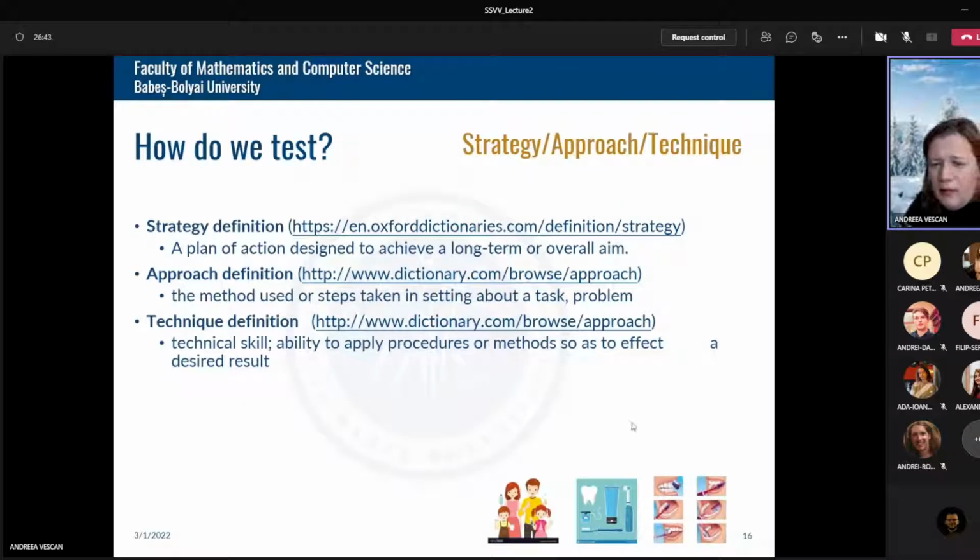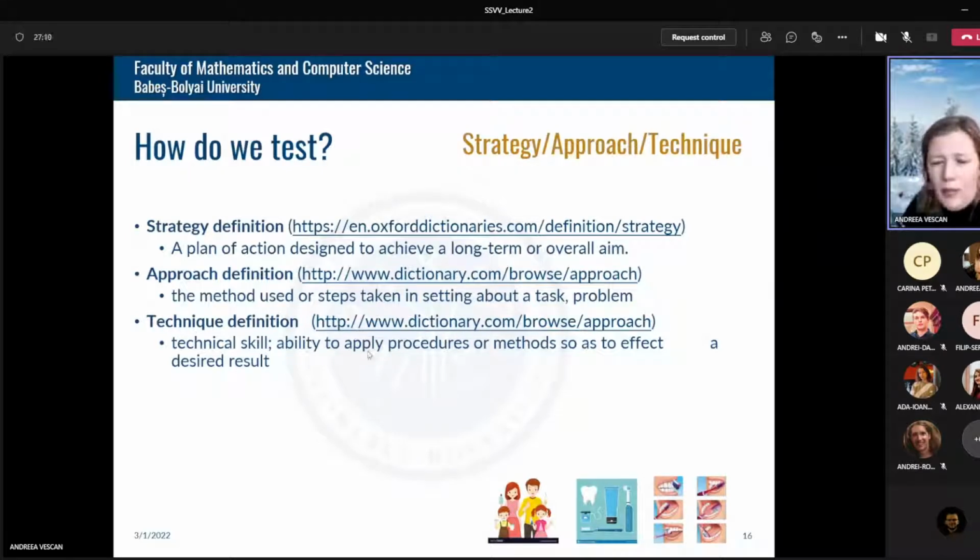If you think about this in general, let's think about how you brush your teeth, right? First, you have a strategy. Your strategy is that you will brush your teeth for the entire year, two times a day, right? And maybe you go to the dentist twice a year, for example. This is your strategy, right? A very long term strategy.